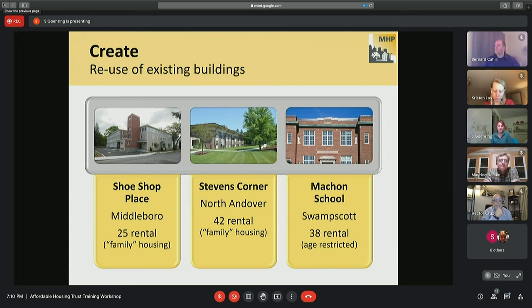In the middle, in North Andover, that had been a nursing home, and a nonprofit that's actually Boston-based, NOAH, was able to acquire it and redevelop it into 42 units of rental housing. Again, not age-restricted housing. And then on the right, we have many schools that have been redeveloped into market rate as well as affordable housing. So this is a very recent example in Swampscott. I think it's Machon School. I'm not actually sure how to say it. So now it's 38 units of age restricted, so senior housing in Swampscott. Sometimes this is a little bit less controversial of development, just because it's helping to bring an underutilized building back online. So for some communities, this can be a great way of increasing affordable housing.